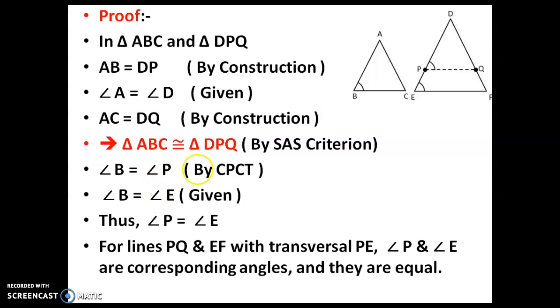Okay. So you can take these two lines, and we have a transversal, that is PE. We see that the corresponding angles, angle P and angle E, are equal. So what does it mean? Line PQ is parallel to EF. One transversal is passing and the corresponding angles are equal, which means those two lines are parallel.